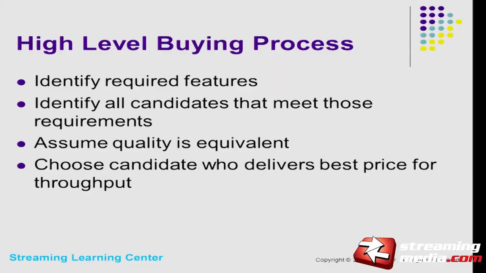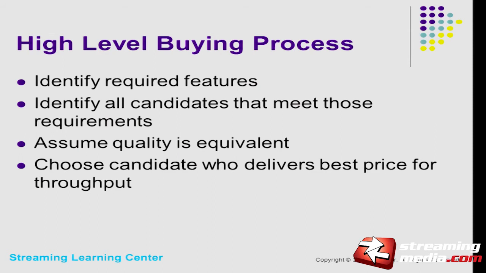Okay, so what's the high-level buying process? I think it's very important to spend a lot of time up front identifying the required features of your system. And if you do a good job with this, you're going to really narrow the contenders. If you know exactly what you need, then you're going to be able to go through spreadsheets, call vendors, go through spec sheets, and then say, okay, these are the 2 or 3 candidates that really meet my requirements. Identify the features, identify all candidates that meet those features.